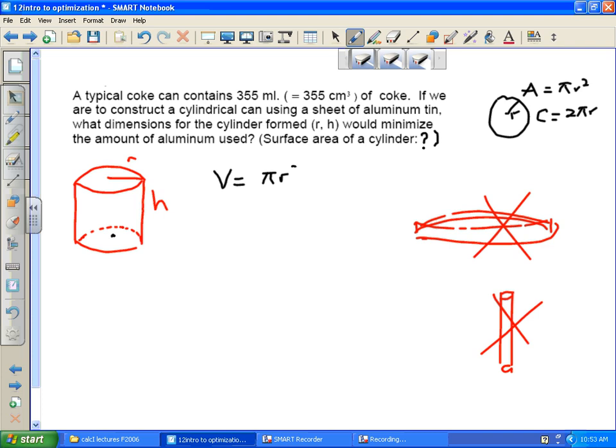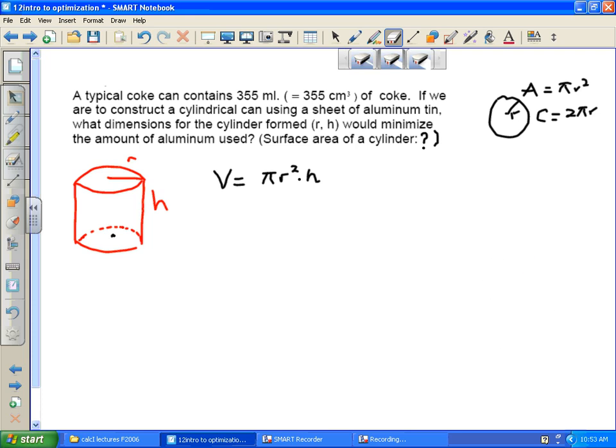And the height is this h. Right. So that means the volume will be pi r squared h. That's the volume of the cylinder. When you're minimizing the amount of aluminum used, I even put in parentheses, basically you're trying to minimize the surface area. So let's also recall, what is the surface area of a cylinder?